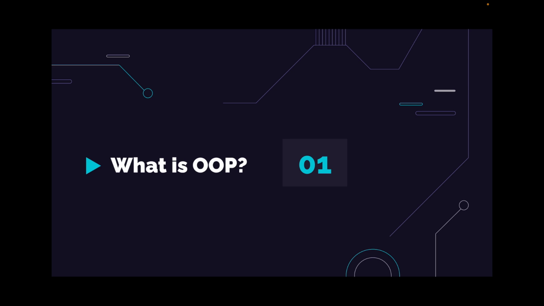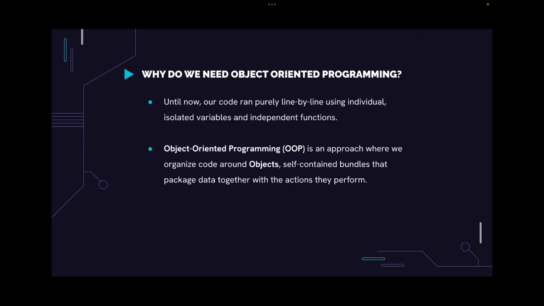So what is object-oriented programming? Until now, our code ran purely line by line using individual isolated variables and independent functions. Object-oriented programming is an approach where we organize code around objects, self-contained bundles that package data together with the actions they perform. So we can break our code up using these virtual objects.